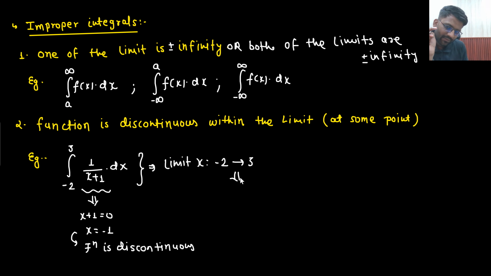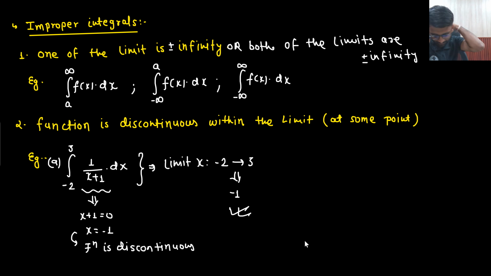So in this limit minus 1 is lying. Yes sir, minus 1 lies. That means yes, it is an improper integral. If the limit was from 0 to 3, then it was not an improper integral. Why is that so? Because minus 1 is not even lying in this limit. If it was from 0 to 3, then there is no issue, because minus 1 is not even lying in this limit. So if minus 1 is lying in this limit, that means yes, it is an improper integral. So this is the first example.